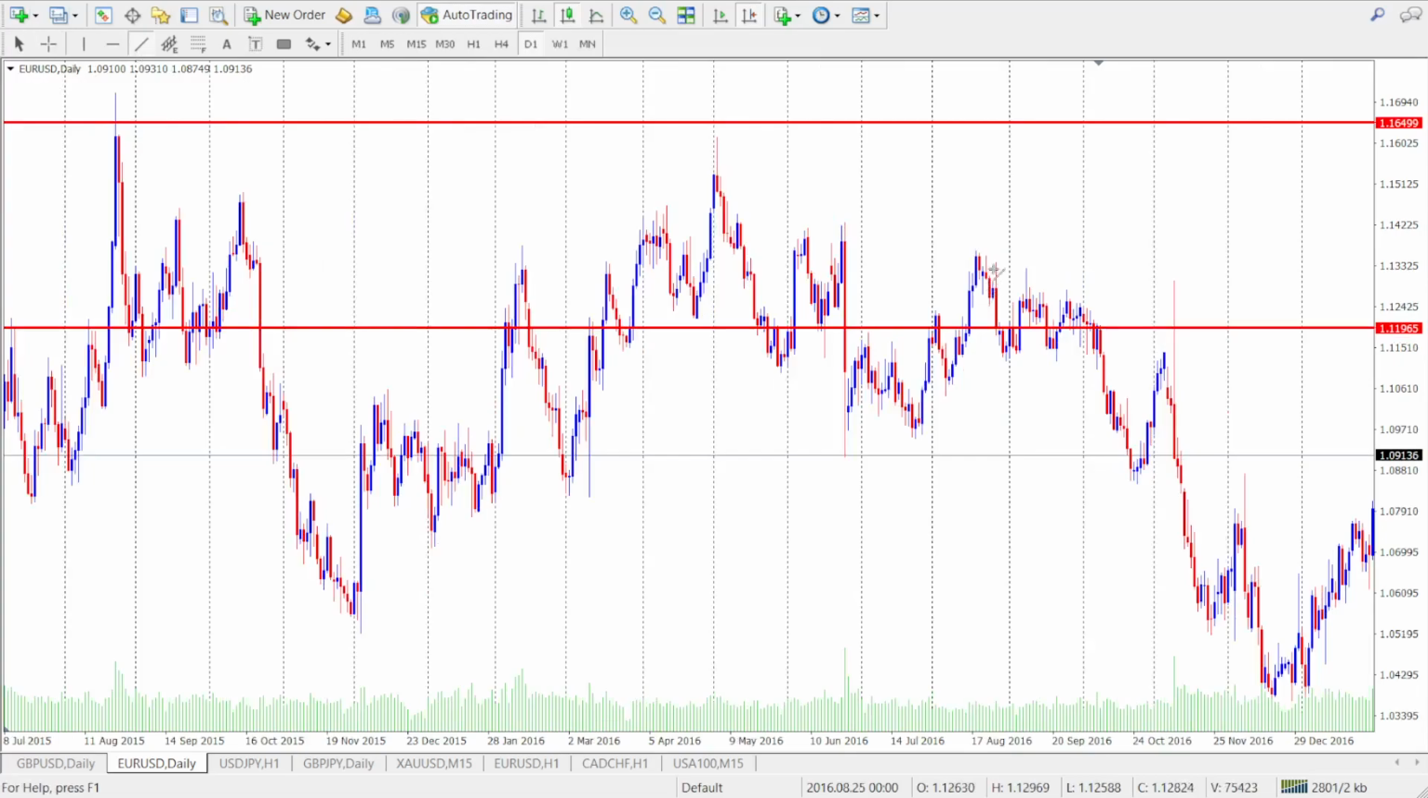Now, this is an example of a symmetrical triangle. Symmetrical triangle, as the name implies, it's kind of symmetrical, right? You can see that the lines are converging. The trend lines are converging at a point, and then we usually have a breakout.